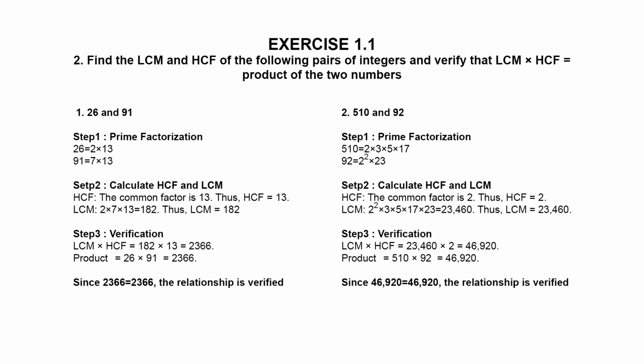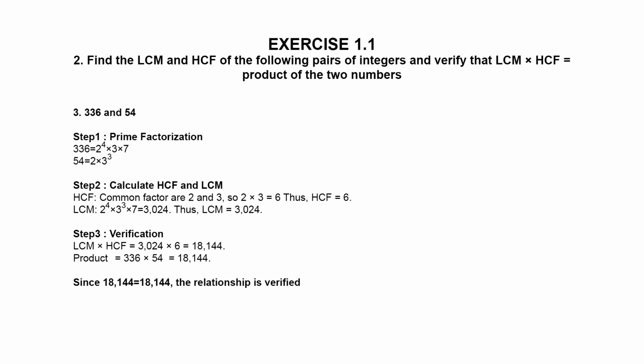LCM, 2 square into 3 into 5 into 17 into 23 is equal to 23,460. Thus, LCM is equal to 23,460. Step 3. Verification. LCM into HCF is equal to 23,460 into 2 is equal to 46,920. Product is equal to 510 into 92 is equal to 46,920. Since 46,920 is equal to 46,920, the relationship is verified.